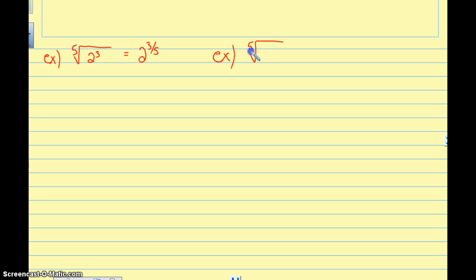If I had the 5th root of 2 to the 10th, again, the power inside here is my numerator, the index is my denominator. But if you look, 10 divided by 5, I can simplify this. I can't simplify 3 over 5 any farther. That's why this answer was finished. So this becomes 2 to the 2nd, which we can work out to be the number 4.